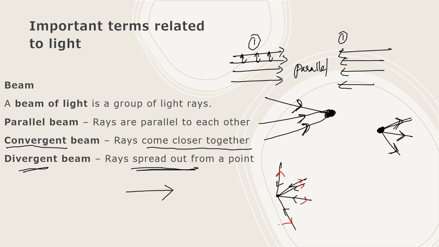So it is very important to mark the arrows. Keep this in mind when you draw ray diagrams. This is the important point that you should remember. There should be arrow. Only arrow can help us understand which direction the light is traveling.